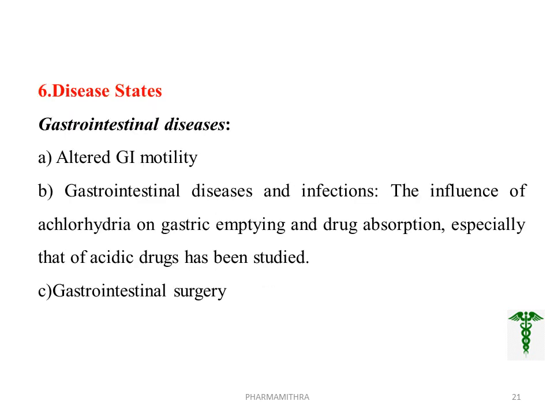Sixth condition or factor is the disease state. That is, several disease conditions can influence the rate and extent of drug absorption. Three major classes are there. First, this is due to the altered GI motility. Second, due to the gastrointestinal diseases and infection, and third, due to the gastrointestinal surgery. Altered GI motility, as we already discussed. And second is the gastrointestinal diseases and infection.